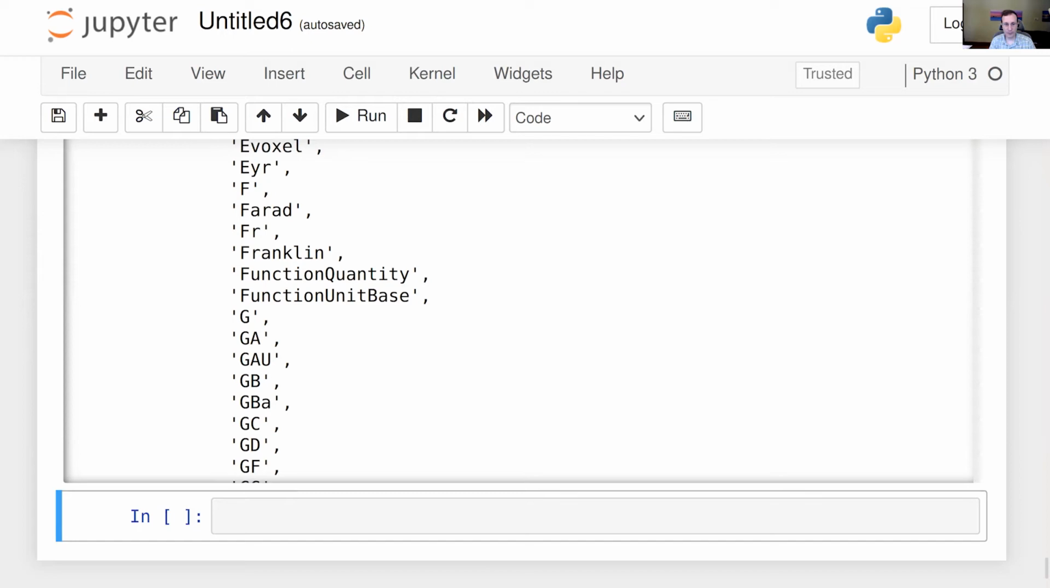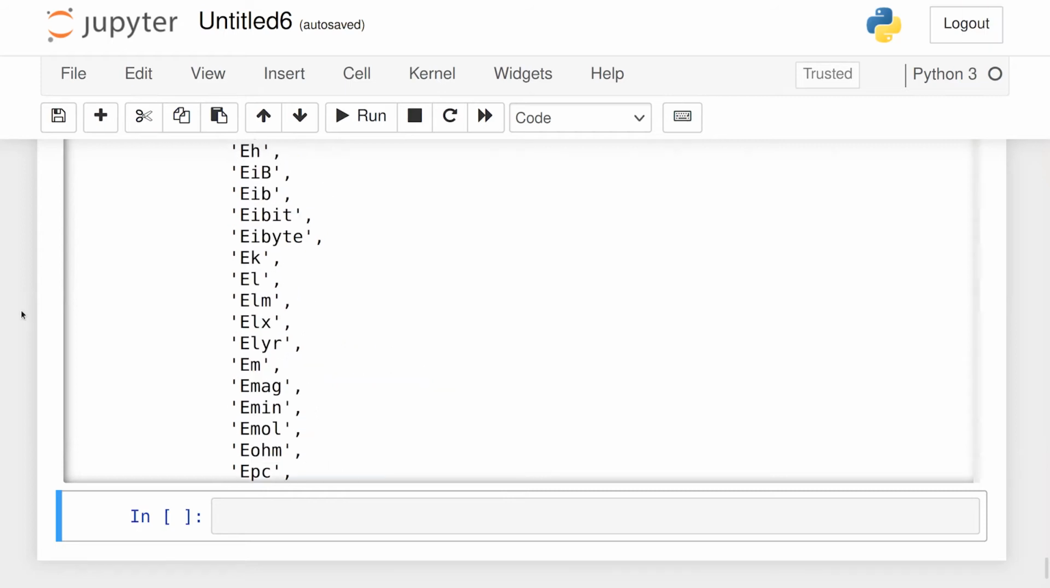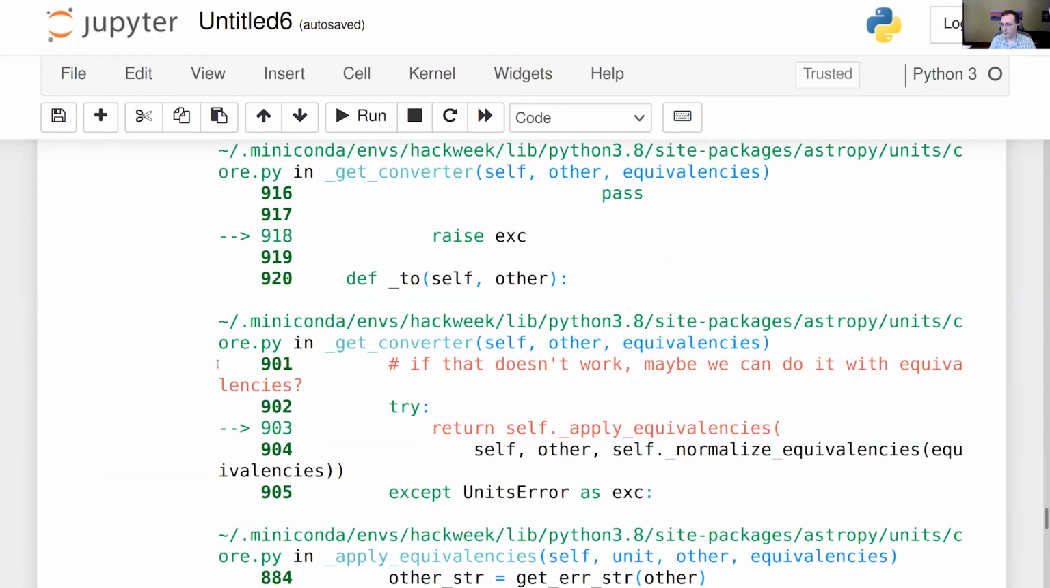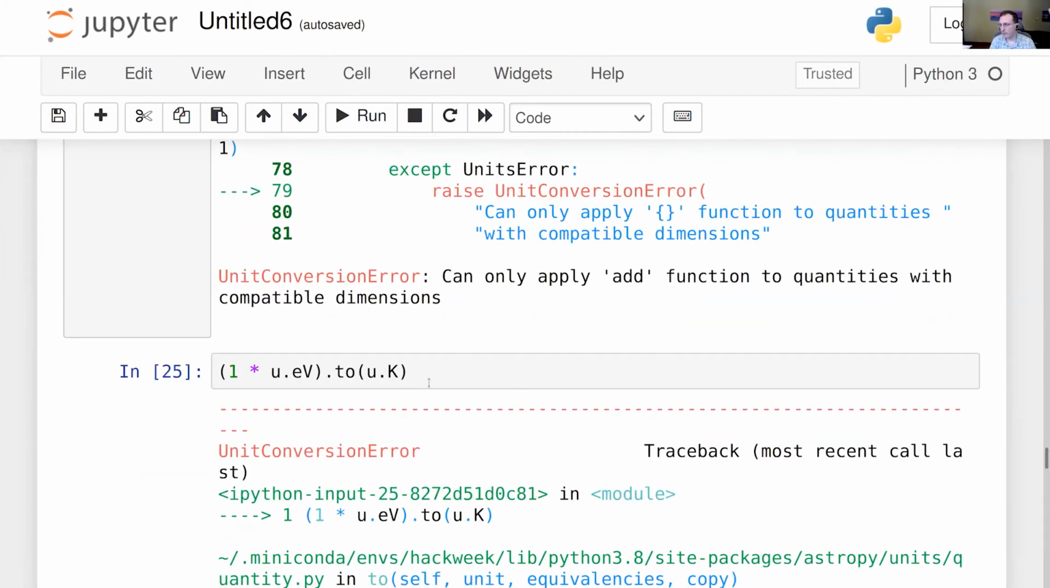If there are no more questions at the moment, then I can keep going. The last thing that we did was try to convert 1 electron volt to Kelvin, and we get a unit conversion error.